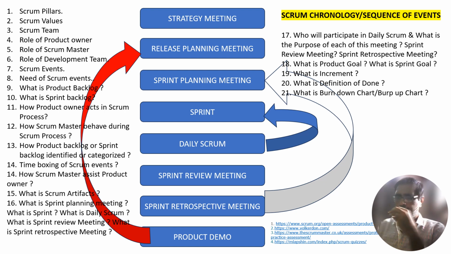These 5 values, right? Commitment, focus, openness, respect, and courage, give direction to the Scrum team with regard to their work, actions, and behavior. The decisions that are made, the steps taken, and the way Scrum is used should reinforce these values, not diminish or undermine them.